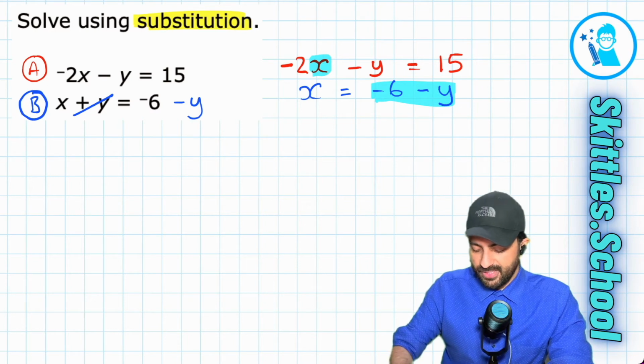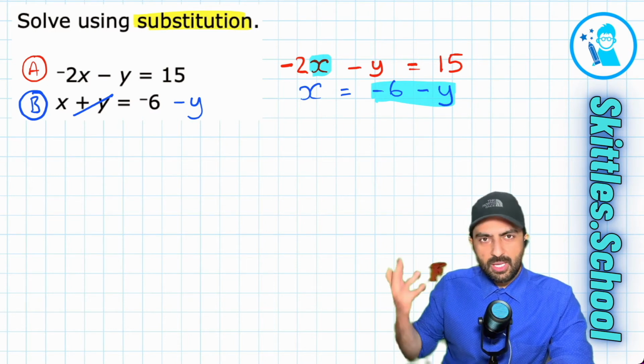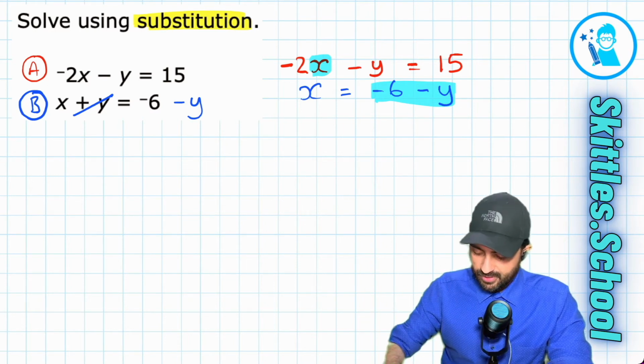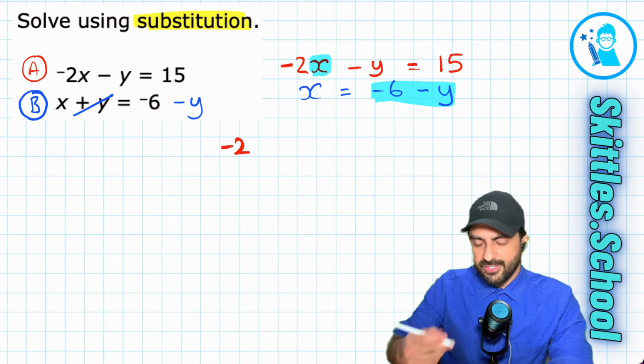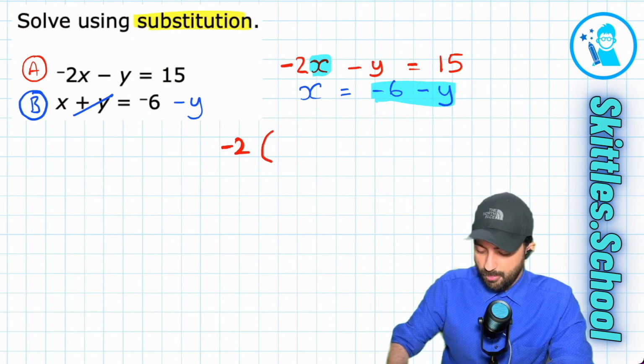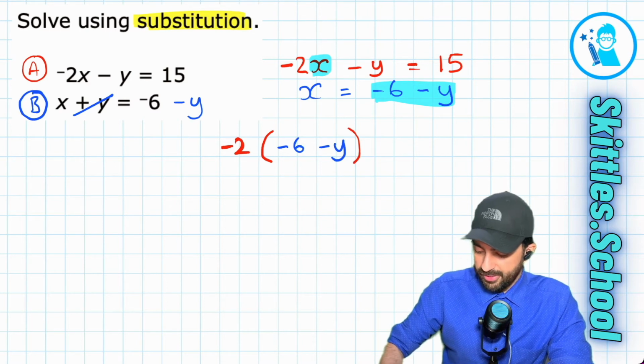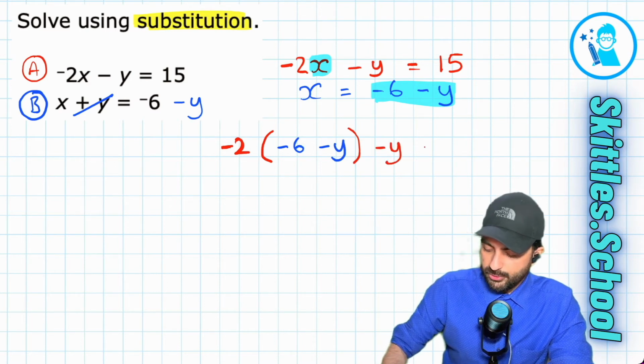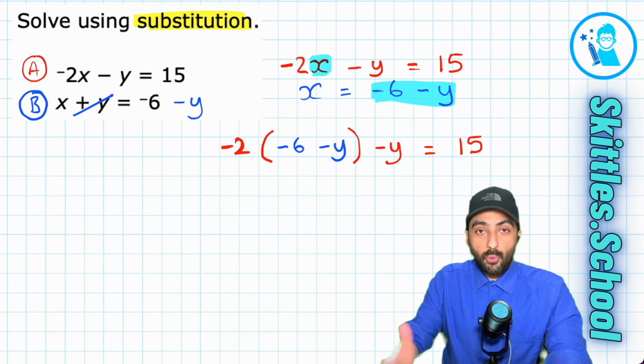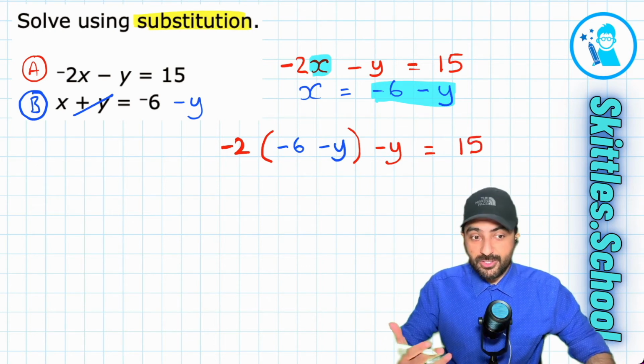Let's do that. Let's rewrite equation A, but with this substituted in. So equation A would still start with the -2, because we're not touching that, it's still there. The x is going to change. We're going to swap it for -6 minus y. We're still going to keep the minus y after that, and we're also going to keep the equals 15. Now if you notice, we only have y variables in this, so we can solve for y.